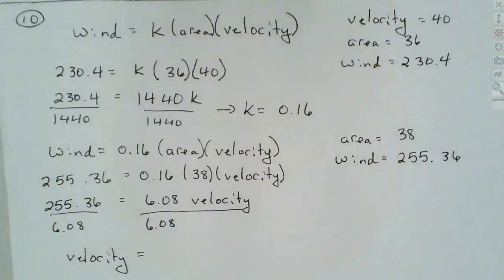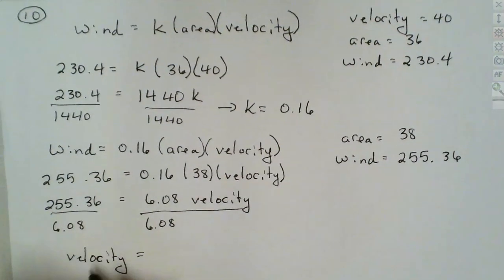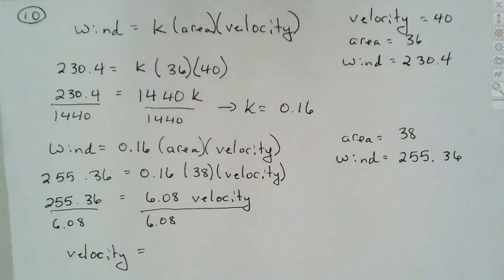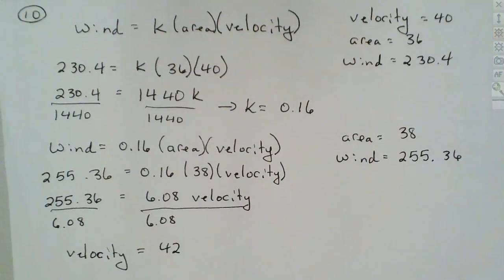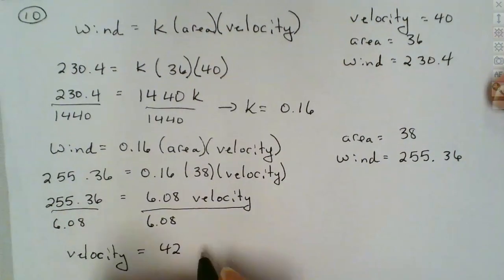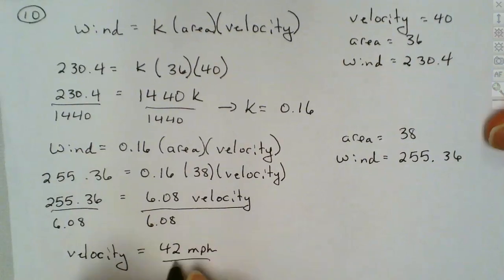And so what's that velocity of that car come out to now be? Well, when we divide, we got 255.36. We're going to divide that by 6.08, and that comes out to be an even 42. So that car should now be traveling at 42 miles per hour.